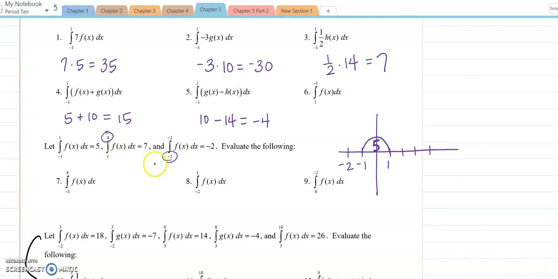The next one from 1 to 4 is 7. So that should be a little bit bigger. And the integral from -2 to -1 is -2. So I'm going to draw it down here and throw in the area of 2.